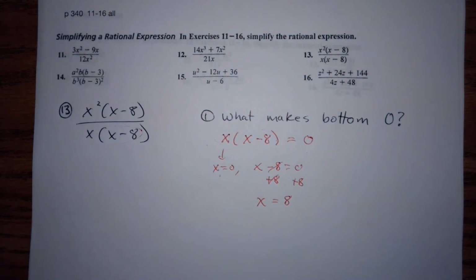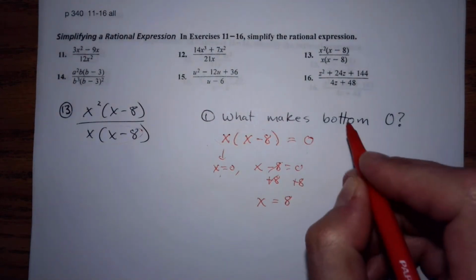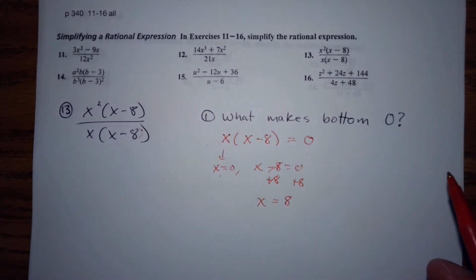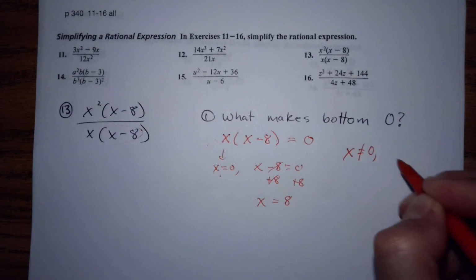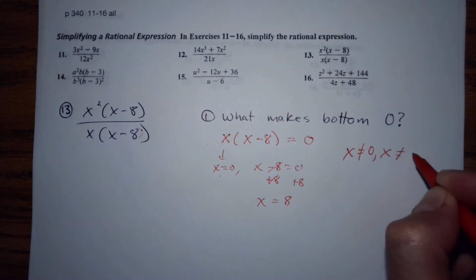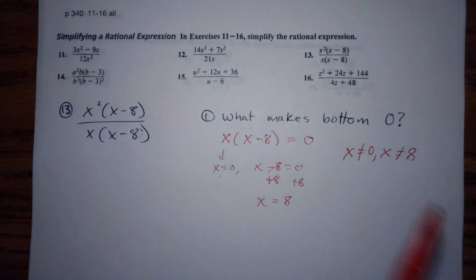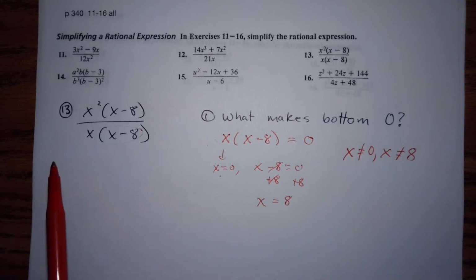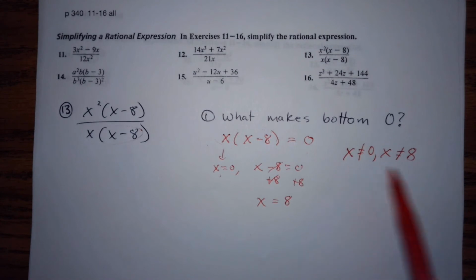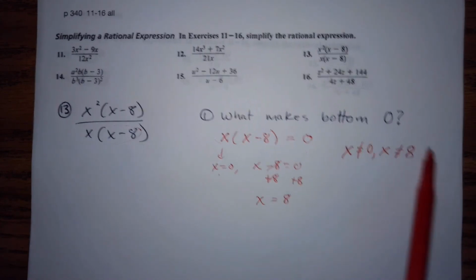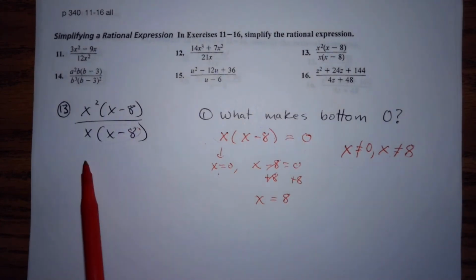So at the very end, because I don't want the bottom to equal 0, I have to state my restrictions. X is not equal to 0, and x is not equal to 8. If I allow those, then the bottom will become 0. Whenever I simplify this, I'm still not allowed to plug those ones in. I always get these restrictions from the original.